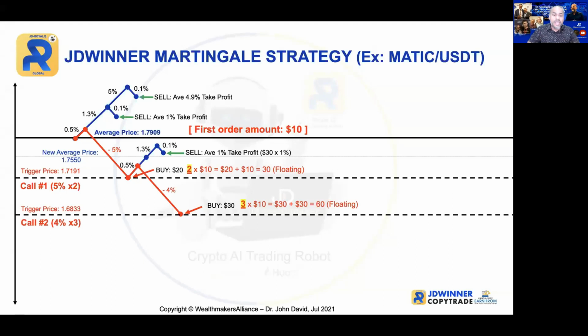Now just imagine if at this point the market rebounds, rebounds above the new average price and hits 1.3 and reverses and calls back profit 0.1. Now I'm going to take 1% profit of my $60. Can you see that? So that is the reason being, in waiting, you make the time. In waiting, you make the money.